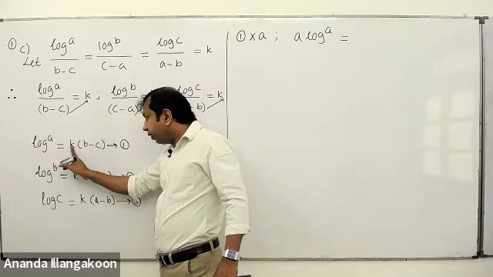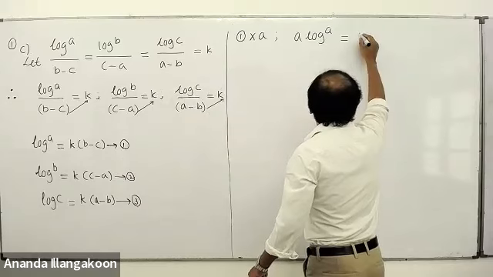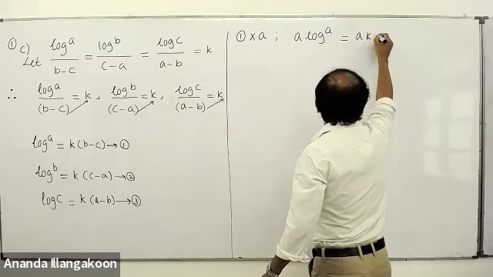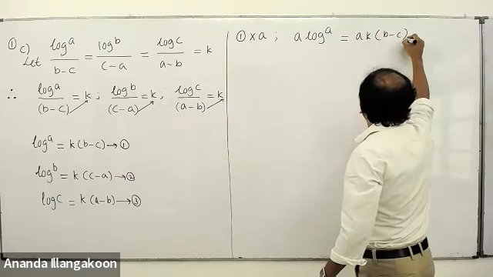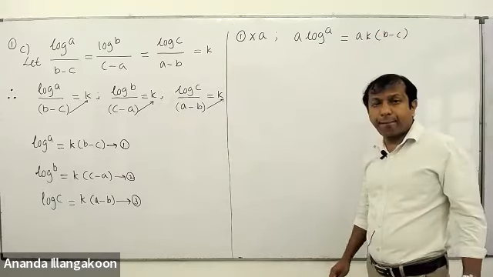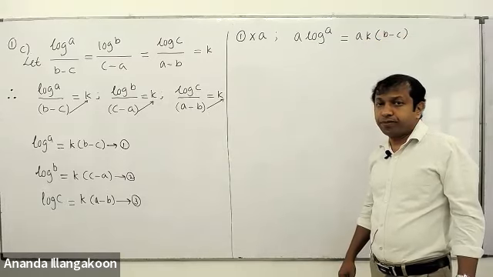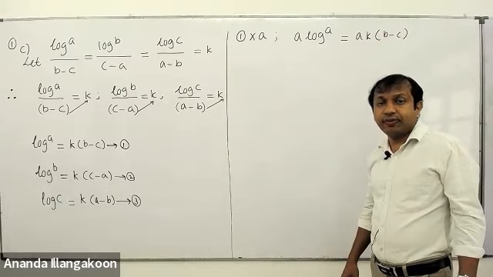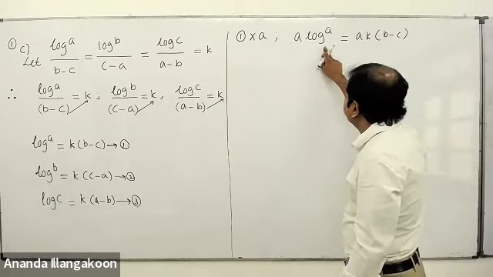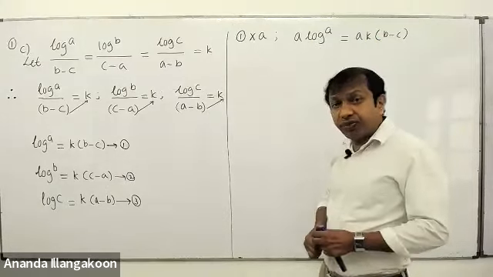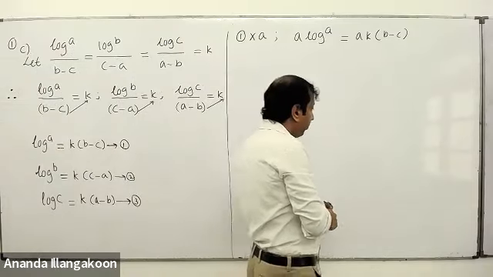Then that a with which we multiply the right hand side, I write like this: a times k times (b minus c). Okay. Understood. Now what I do next, people, in the left hand side, we can furthermore simplify like this.